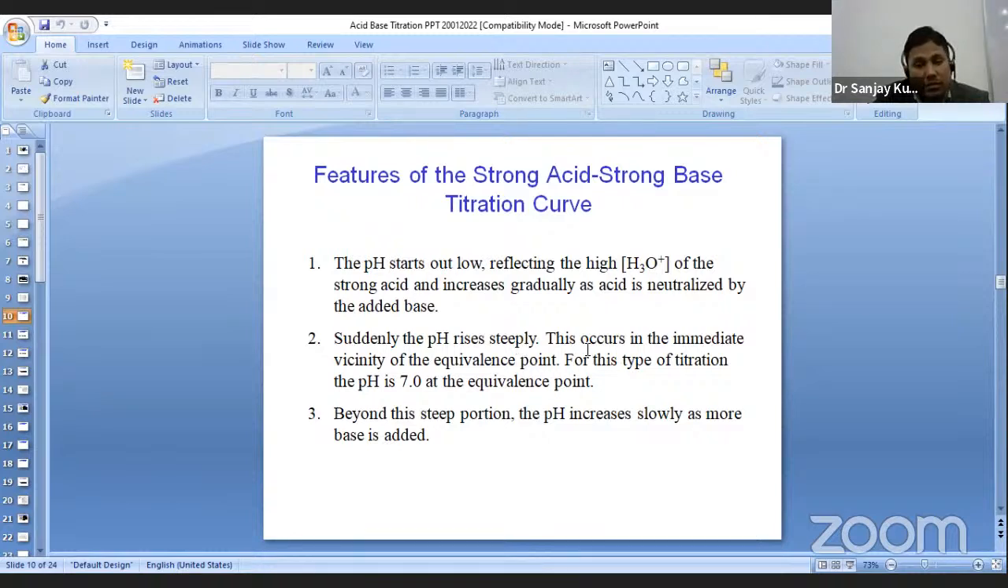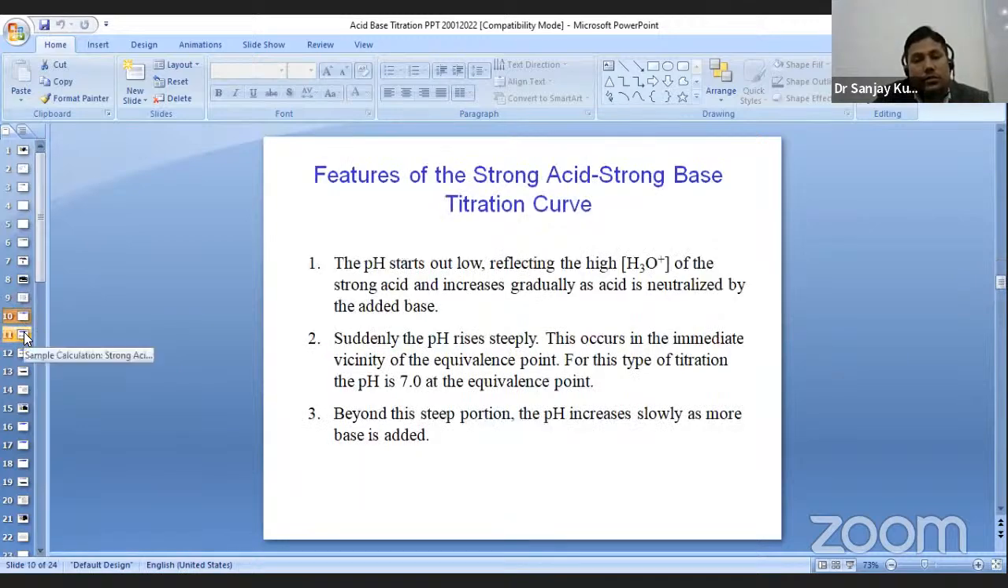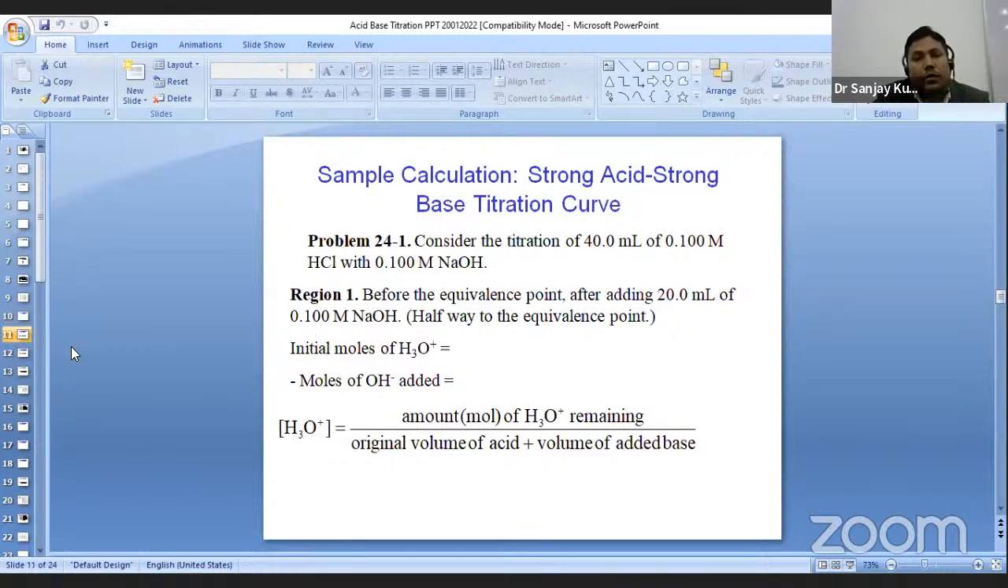Already we are saying, with the help of this detail, this occurs in the immediate vicinity of the equivalence point. In the previous one you can see that after reaching the end point or equivalence point, the pH drastically increases, and you can see it with this plot. So we can say strong acid versus strong base is a very easy method and can be seen with the help of a plot.